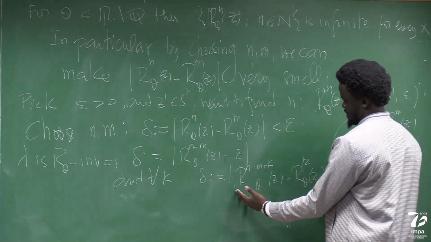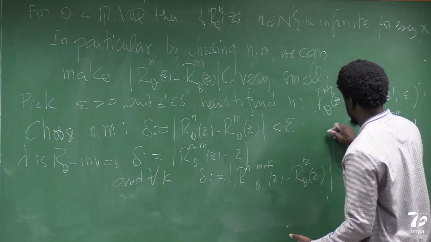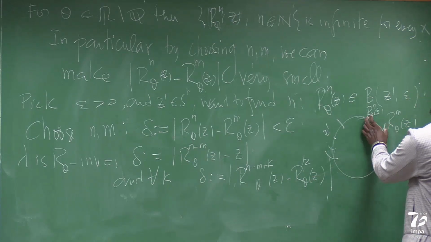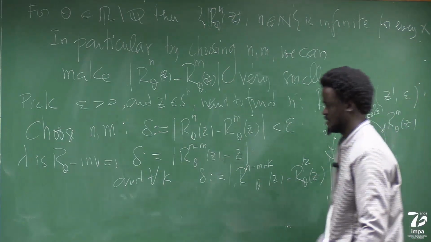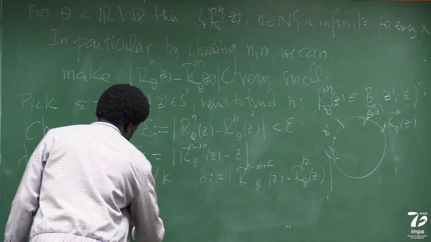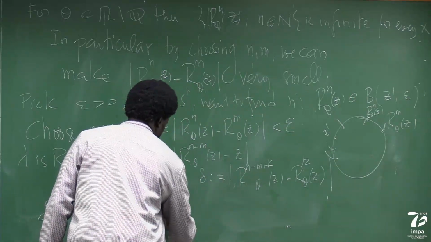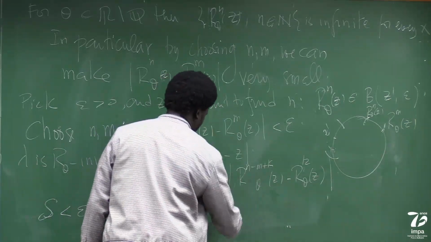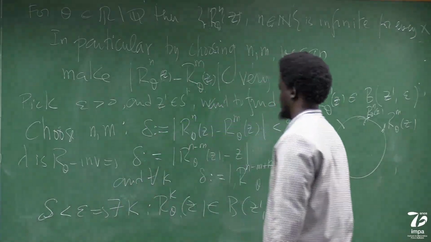So this guy being smaller than epsilon will enter. Let's suppose that we have here our point z prime. Epsilon is slightly bigger than delta, so this interval here will intersect this one. So delta smaller than epsilon implies that there exists k such that R_theta^k z is in the ball B(z prime, epsilon).